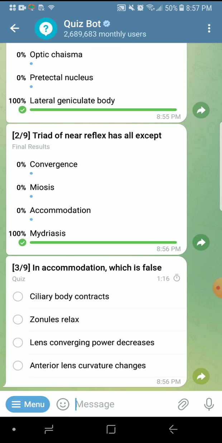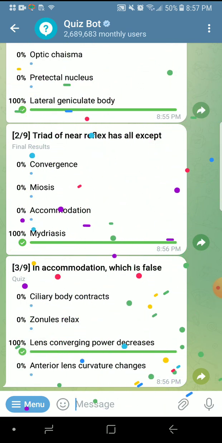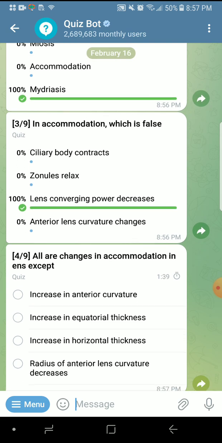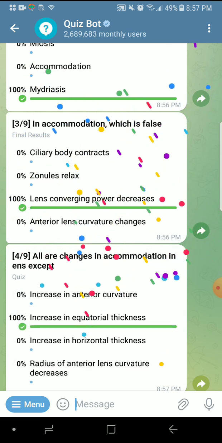The anterior curvature of the lens increases in accommodation. Anterior curvature increases means the radius of curvature is decreasing, horizontal thickness is increasing, and vertical equatorial thickness is decreasing. Zonules are attached to the equator, that is the vertical thickness. And the anterior chamber becomes shallow because the anterior part of the lens is going towards the cornea. So that is decrease in the anterior chamber depth, increase in the curvature, decrease in the radius of curvature, increase in the horizontal thickness, but decrease in the vertical thickness, that is equatorial thickness.